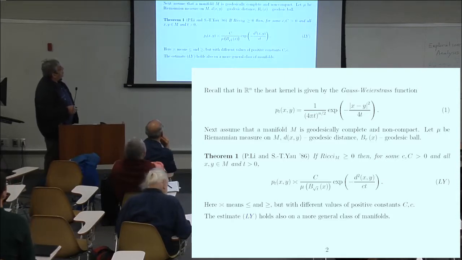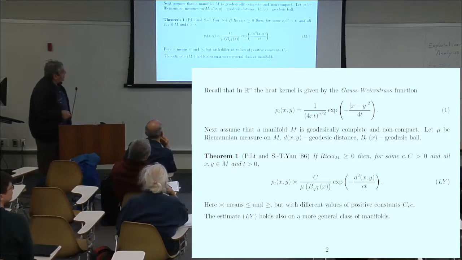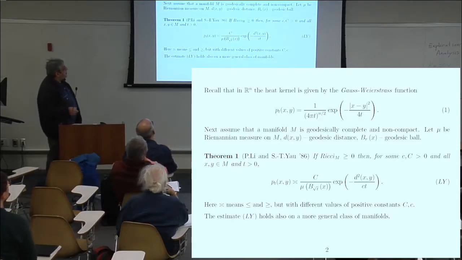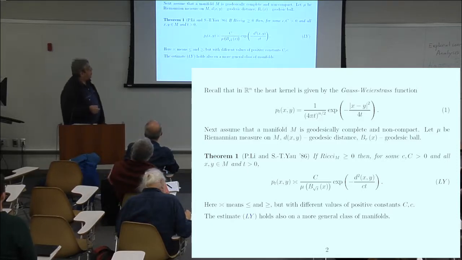And instead of the term t to the power n over 2 here, it's the measure, or Riemannian volume, of the ball of radius square root of t centered at x, also with some constant. And this symbol means comparable, that is, there is an upper and lower bound with this right-hand side, but the constants small c and capital C may be different for the upper and lower bounds.